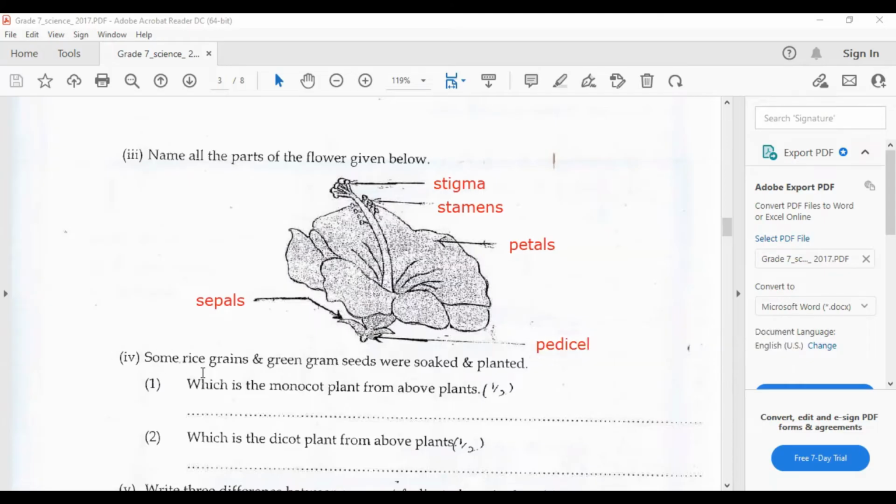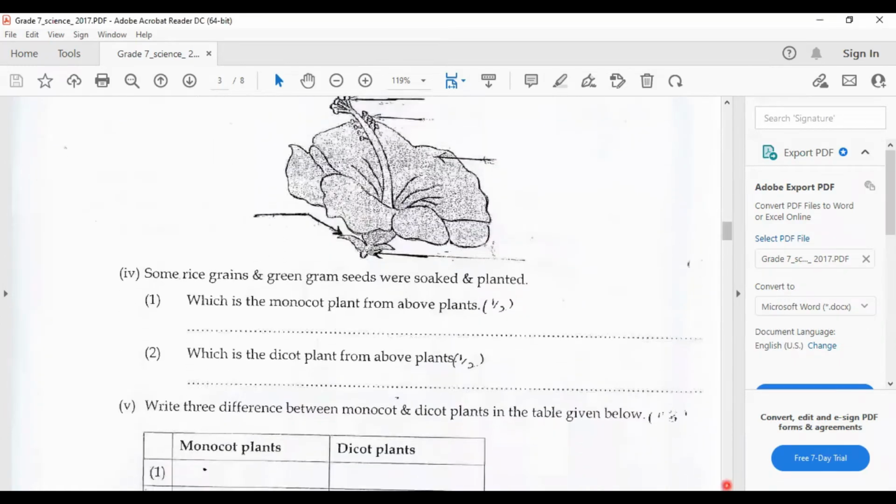Some rice grains and green gram seeds are soaked and planted. Which is the monocot plant from the above plant? Monocot plants have no branches and have a fibrous root system. So here the rice grain is the answer. Rice is the plant we can consider as the monocot plant, because in the rice plant, the paddy plant, no branches can be seen.